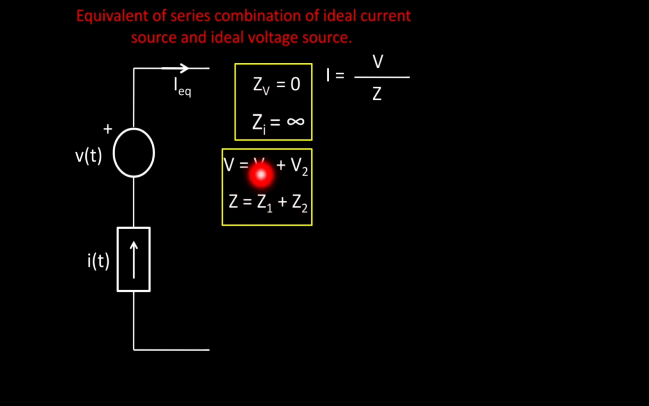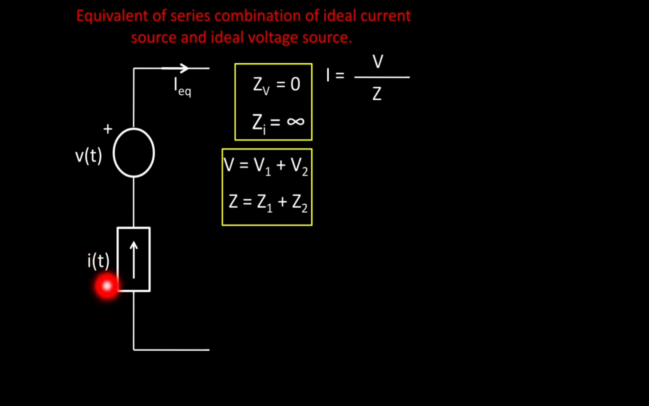But what about V1 plus V2? V1 is the voltage of this voltage source, which is already given, that is V of t. So V1 is equal to V of t, because the voltage of this ideal voltage source is given as V of t. But what about the voltage of this current source? Only the value of current is given, that is I of t. The voltage of this current source is not given, so let us find out what it will be.